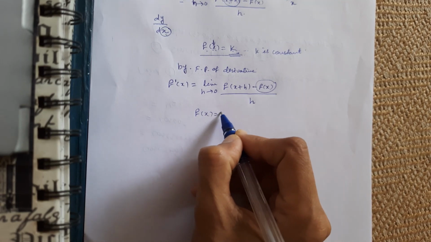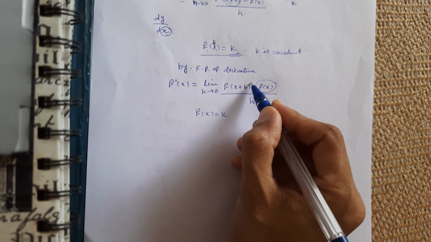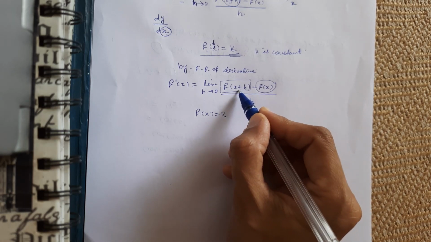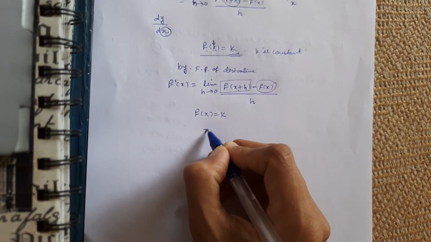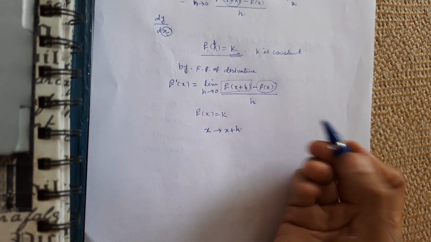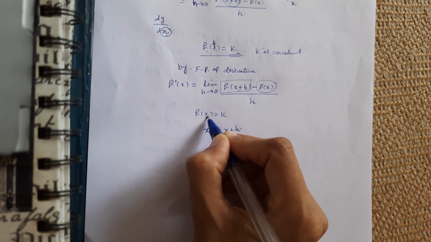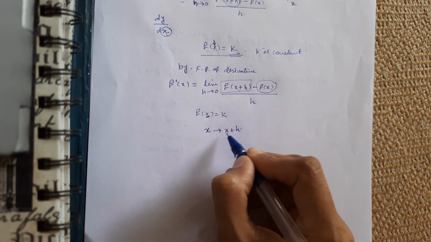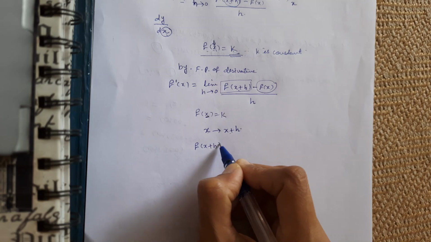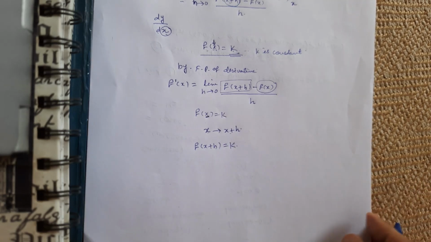Now f of x is given to me. What is f of x? It is k. Okay, now I need to find f of x plus h to put the value here. So what I am doing, I just change x with x plus h. Only in this place is there an x, so I will replace x with x plus h. So f of x plus h I am getting again k.